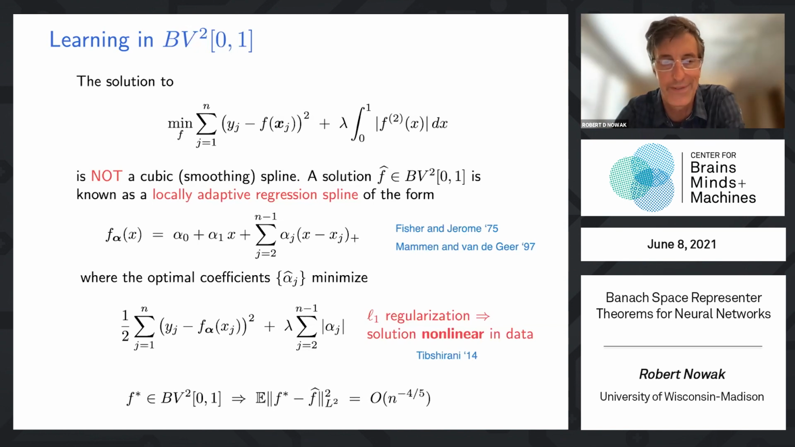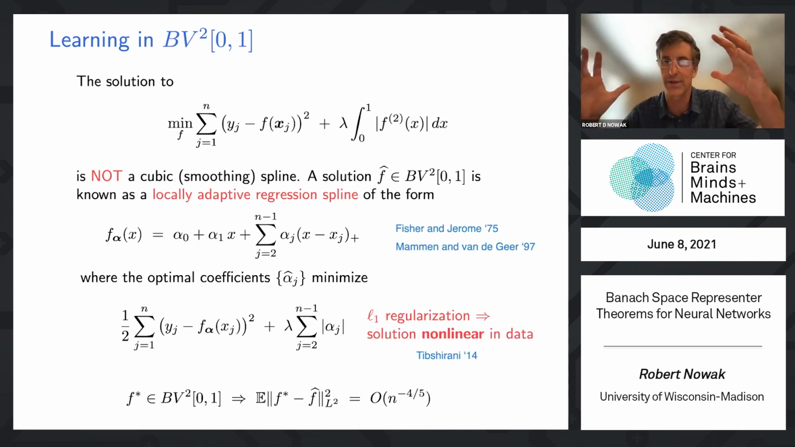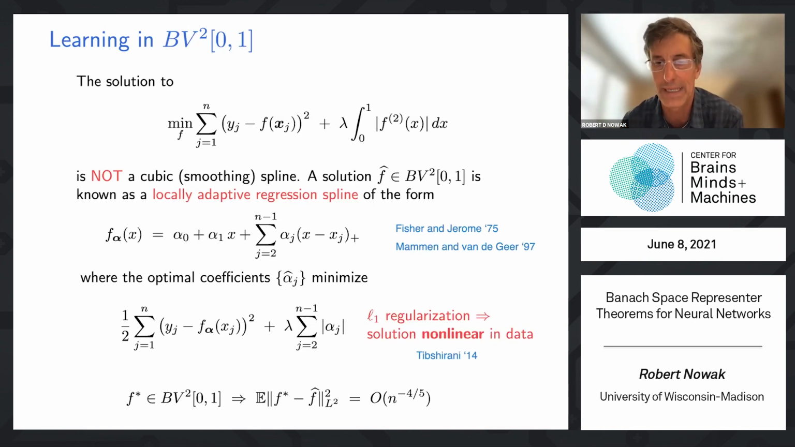And what's cool is that if the true data generating function is in BV2, which of course also means it's in that Sobolev space because of the nesting, then for any function in that BV2 space, this locally adaptive regression spline also gets the same rate we were seeing before, n to the minus 4/5. This is remarkable because BV2 is much larger than the Sobolev space, but it still is just as effective in terms of how many training examples you'll need to get a good estimate. The rate of this mean square error decay is like n to the minus 4/5.